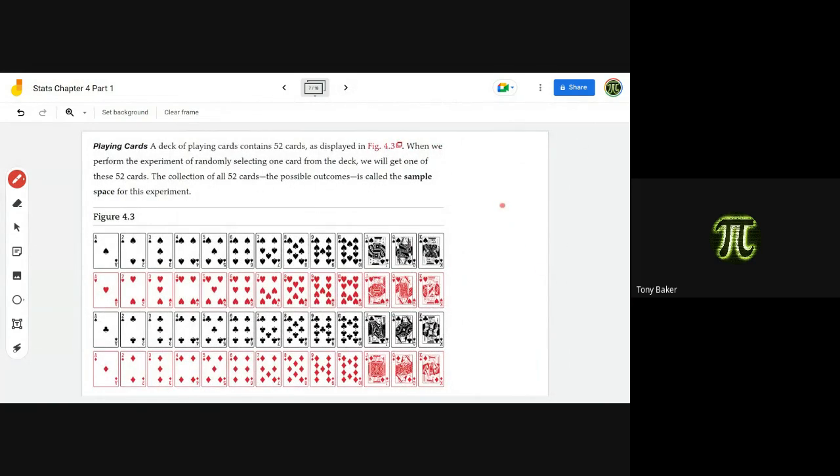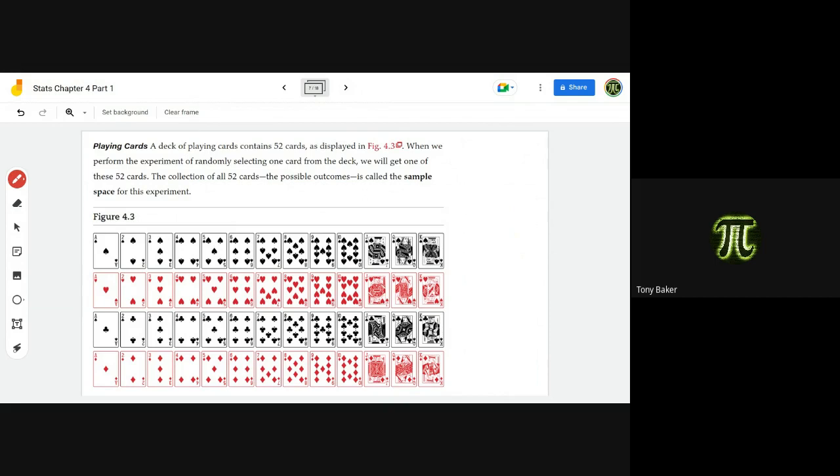All right, let's look at a deck of playing cards. A deck of playing cards contains 52 cards. As crazy as this is, I learned last class I taught this, this is not something everybody knows. 52 cards. There's 4 suits: clubs, hearts, spades, and diamonds. The cards are from ace to king.